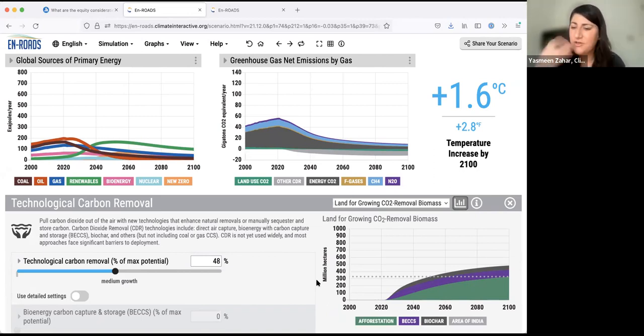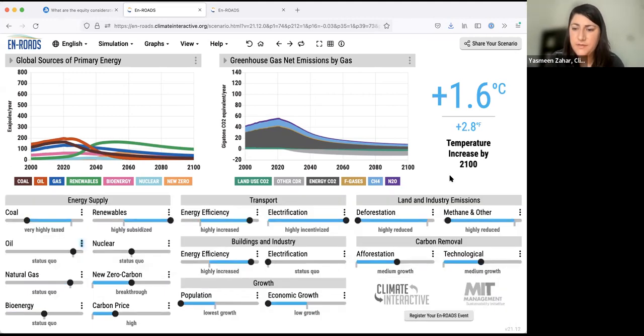So just for context, this dotted line is the area of India. And so to get us to a significant amount of reductions, what land are we going to be using? Those are some big equity considerations. Whose land? There were some answers in the poll around this not in my backyard perspective when it comes to technologies like this, and people not wanting to give up their land for these projects. And so that's another consideration when we're talking about technological carbon removal, is the amount of land needed.